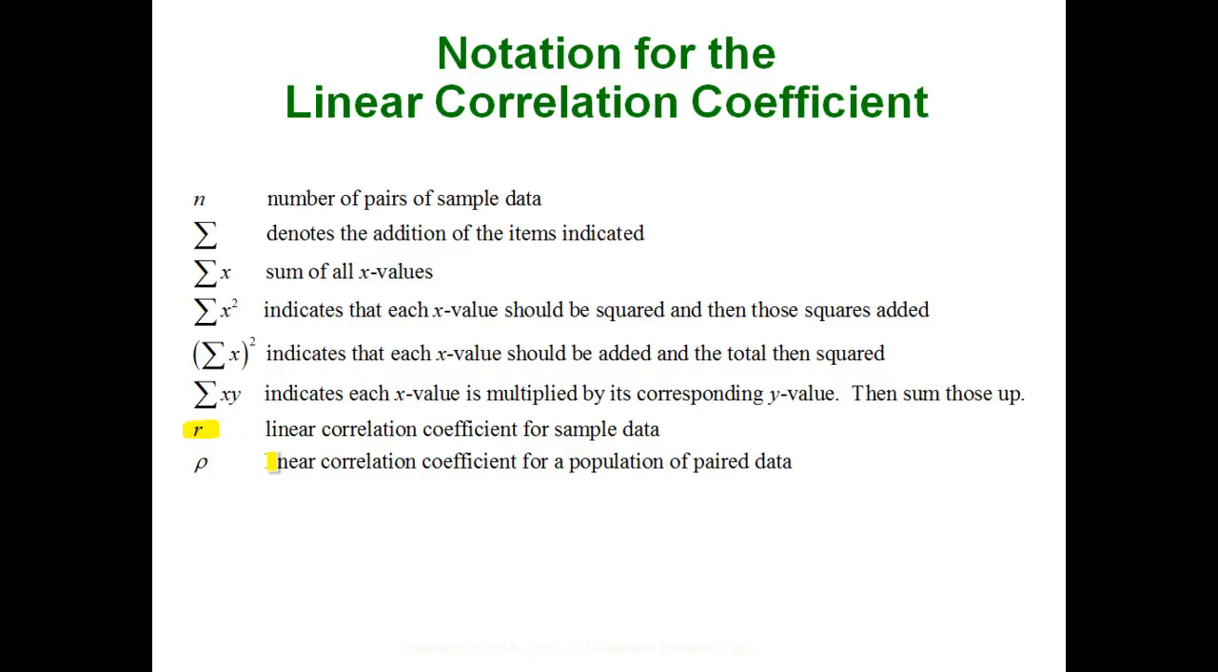Lowercase r is just the correlation coefficient, right, that we're going to get. And then this looks like a P, but it's lowercase rho. Rho, right, R, rho, that's where it comes from. That's the linear correlation coefficient for the population, the thing that we're going to be hypothesizing about with our hypothesis tests.